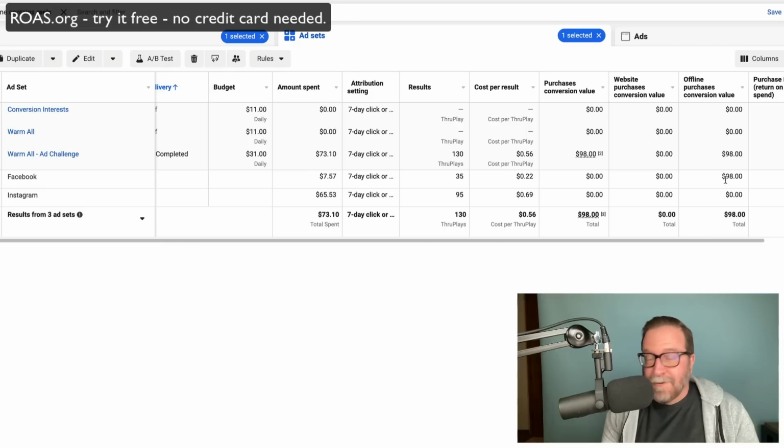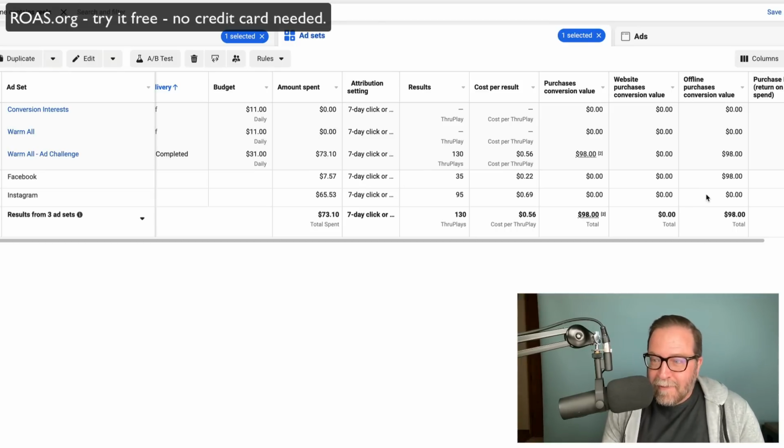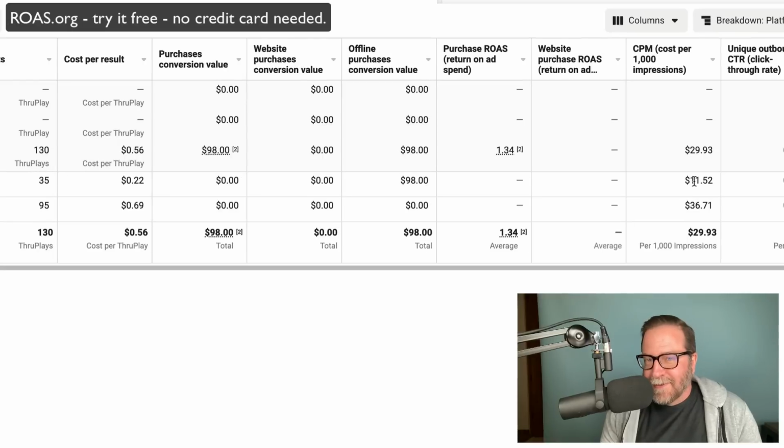So it actually could have been 2. People could either pay $49 or $98. So I'm not quite sure whether it was 1 customer or 2 customers. But what's really cool about this, and the thing that I want to share with you, because this is really what's making Reels work, especially if you do Facebook placements, is the cost. If we look over here, it costs me $11.52 to show this to 1,000 people. Compare this to Instagram, it costs $36 to show it to 1,000 people.